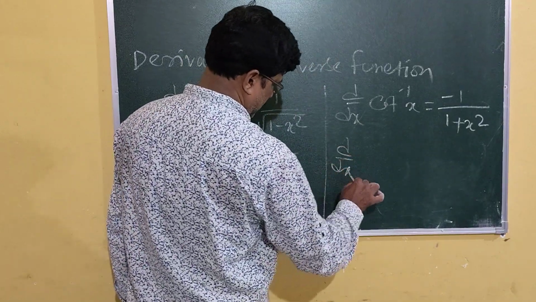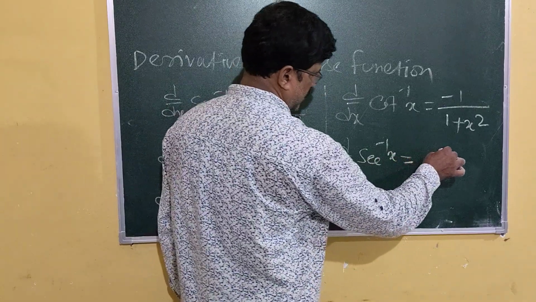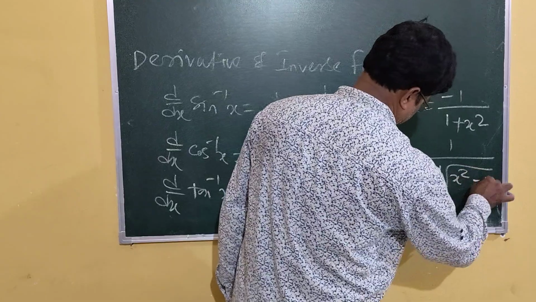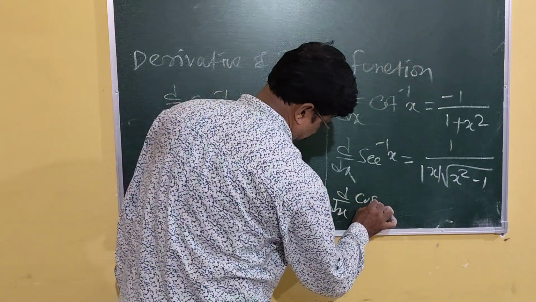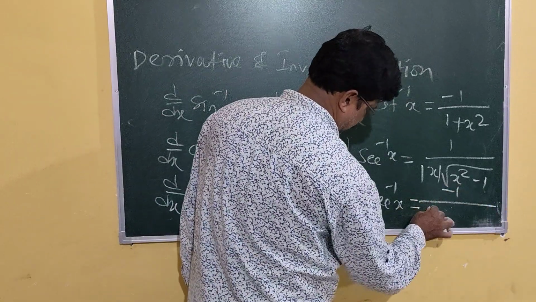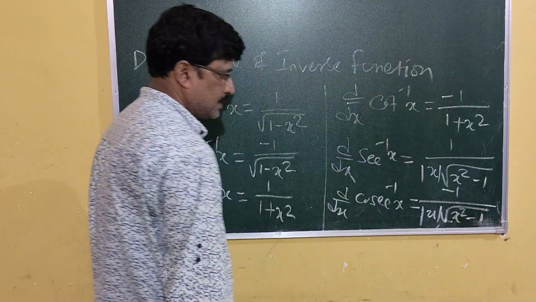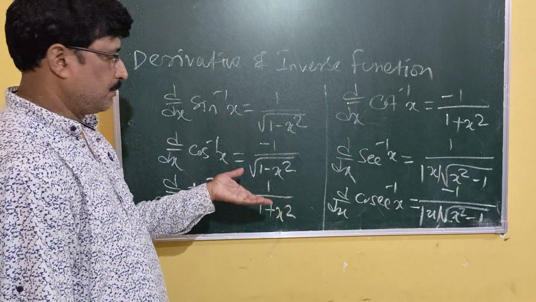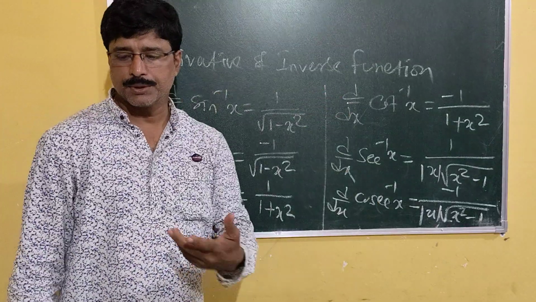dy by dx of sec inverse x is equal to 1 by modulus of x root over x square minus 1. Similarly, d by dx of cosec inverse x is equal to minus 1 by mod x root over x square minus 1. Write these formulas. They will be very essential for the discussion of derivatives of inverse functions.